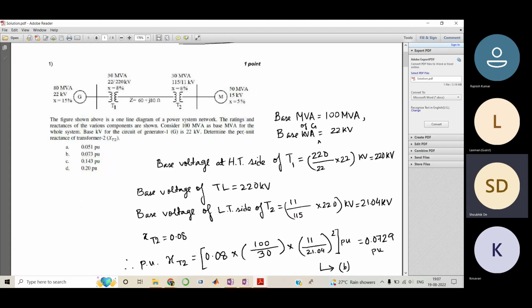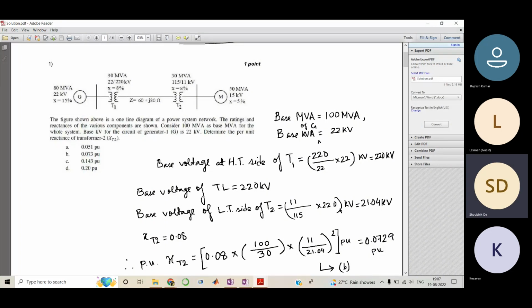So what they have asked is to calculate the per unit reactance of transformer 2. So we have to calculate the base voltage of the lower voltage side of transformer 2, right? So again, using this same formula, 11 by 115, which is this transformer rating, into 220. So 220 was basically the base voltage of the higher side of this, or the transmission line base voltage it was. So we get 21.04 kV.